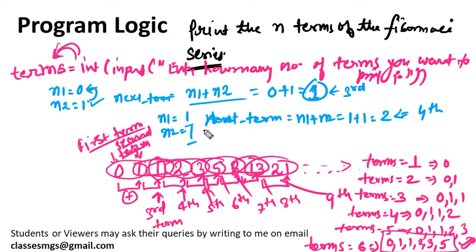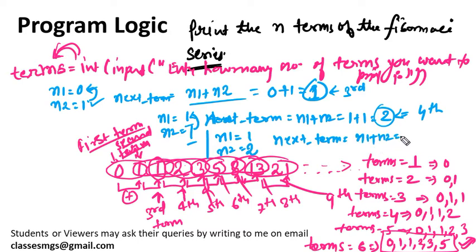Now for the fifth term, what will we do? n1 will take the value of n2, so 1, and n2 will become the value of the next term, which is 2. If we get the next term again, it will be n1 plus n2, which is 1 plus 2, that will be 3. So this is going to be the fifth term.